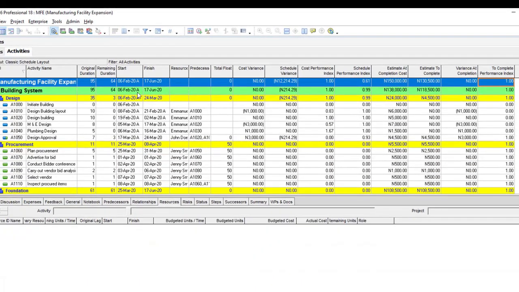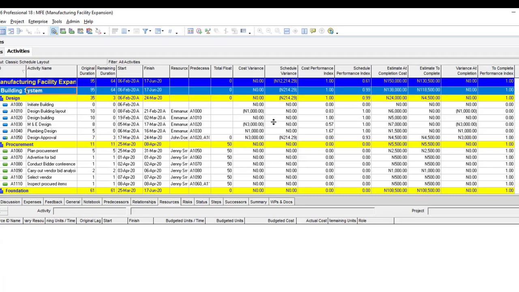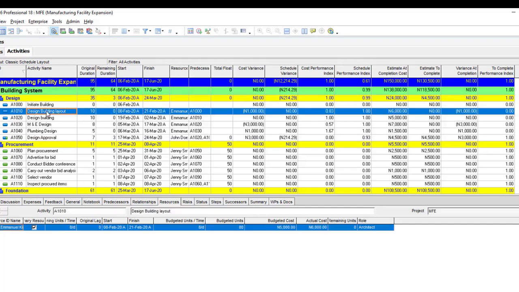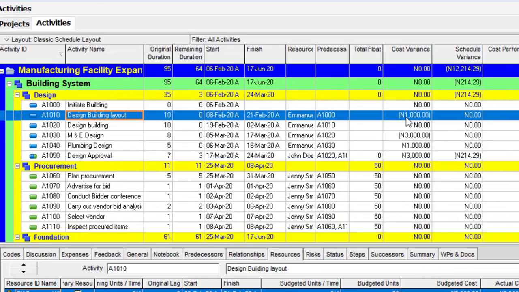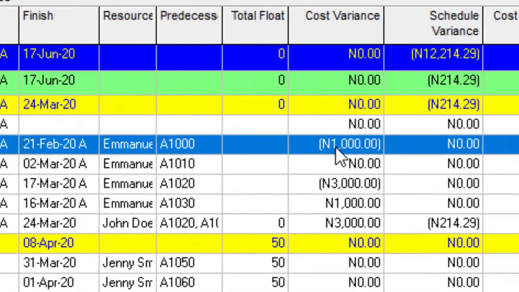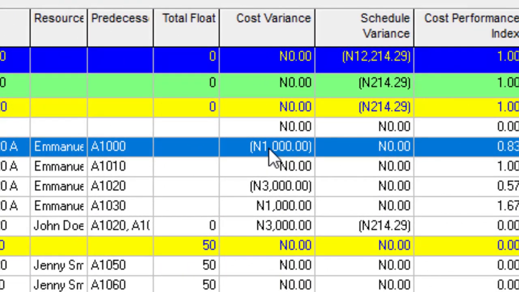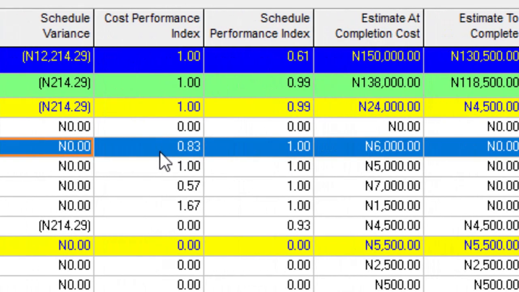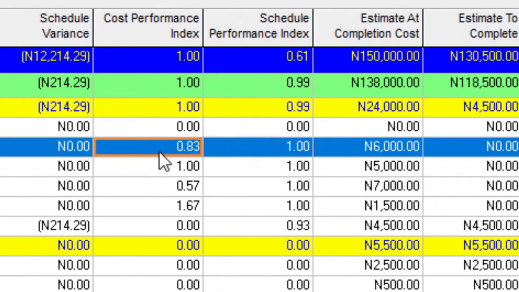Now, let's take a look at, this is for the project in total. If we now want to interpret with regard to specific activities in the project, so let's say in this case, our design building layout. So if you take a look at the design building layout, we had a cost variance of 1,000, meaning we're over budget for design building layout by 1,000. And then schedule variance was 0. It means we're progressing at the planned rate. The cost performance index was 0.83. This is per activity. Don't forget that what we do is that with regard to the project, we will now collate all of this and then do the interpretation for the totality of the project.